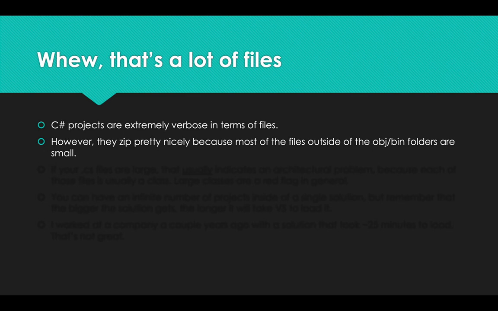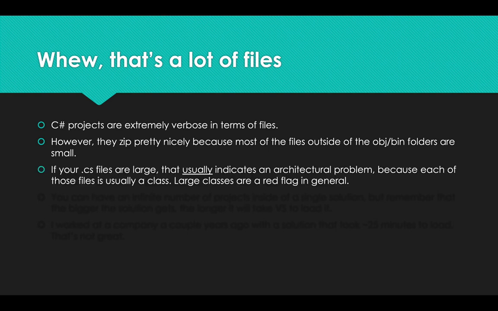The good news is that these things zip very, very nicely because everything outside of that temporary directory and outside of the executables themselves tend to be pretty small text files. So if you delete the obj and the bin directories, which can be regenerated at compile time, you can pretty often zip up the rest of the solution, including all of the projects, into a fairly small zip file.